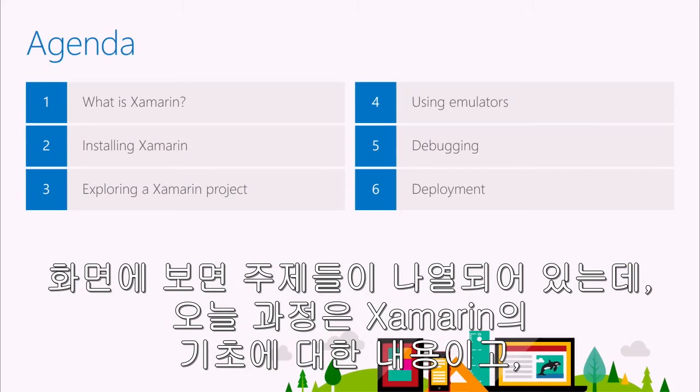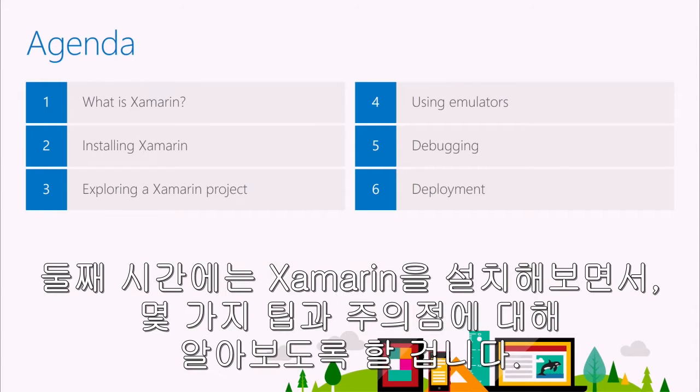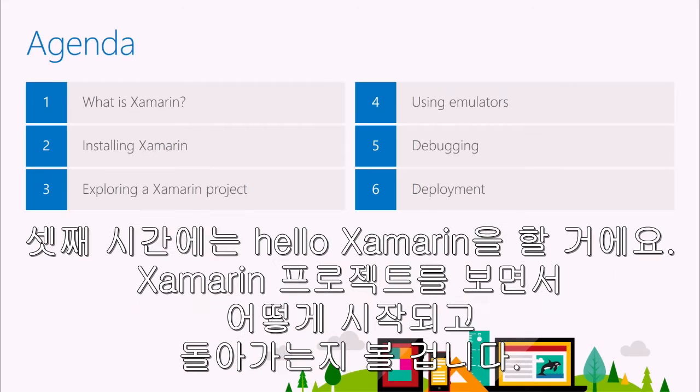So let's talk about what it is that we're going to talk about. You'll notice that I have an agenda here, not hidden. So this module is the basics of what is Xamarin. Talk about why you might want to choose Xamarin for your development. Module 2 will take a look at how to install Xamarin. There's a few little tips and tricks that you need to know when you get in to do that. Module 3 will do our Hello Xamarin. We'll take a look at a Xamarin project, how to get up and running there.